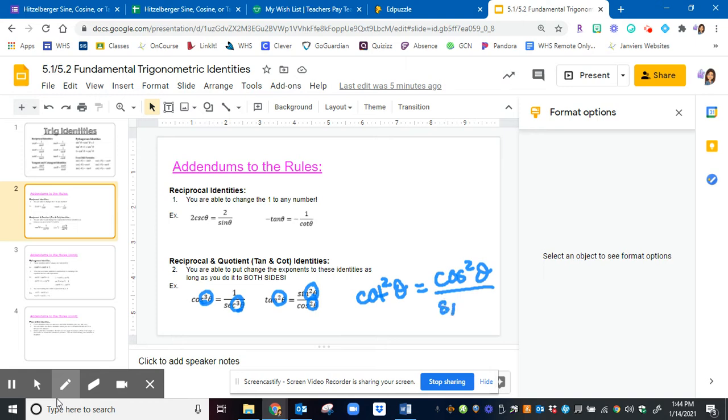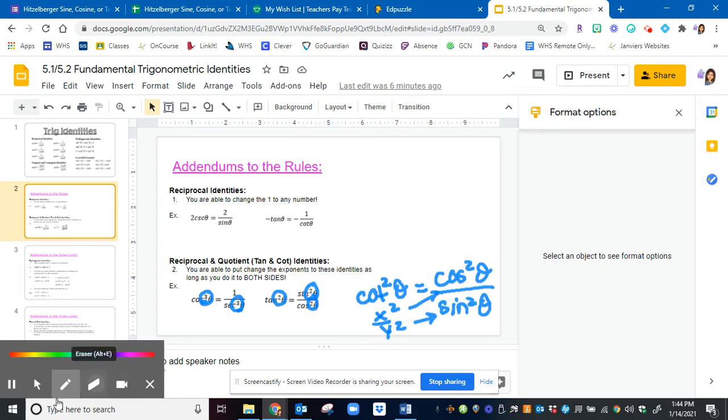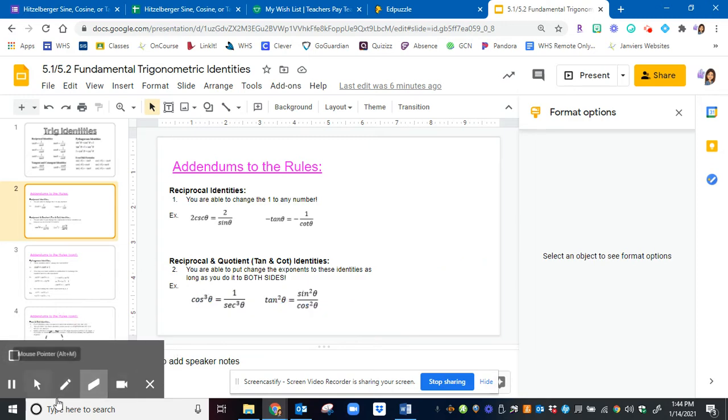And notice that these follow the same rules as with our unit circle. Cotangent, remember, is the same thing as x over y, and remember that cosine is the x value, and they follow suit. Okay, so they all go together. All right, so those are those two rules.